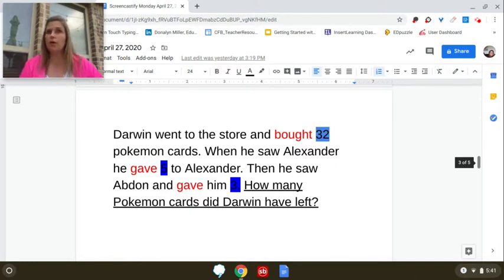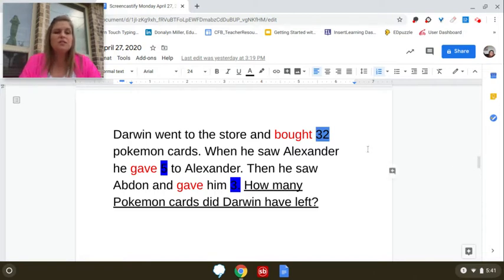And then I want to know what he has left. So if that's my problem, then I know what? Well, I know that I'm going to be subtracting. So let's go ahead and reread this, and let's go ahead and do our UPS. So we're going to underline, we're going to circle the numbers.